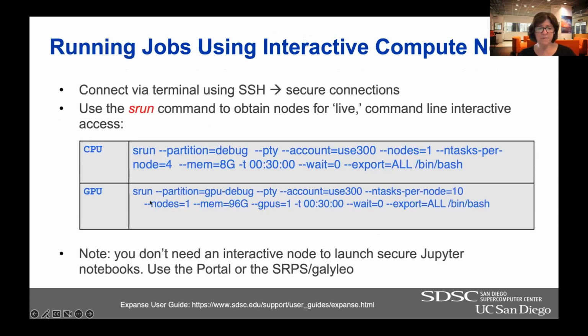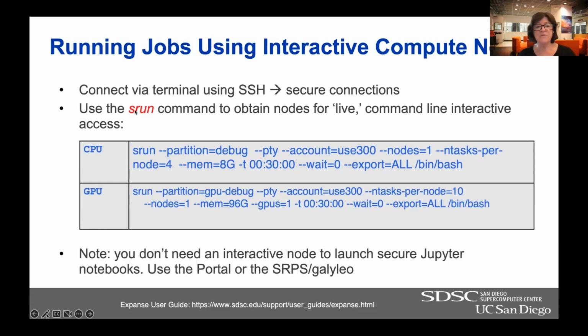And here are the two commands. I tested them last night. They both work. Similar versions of these two commands for getting a CPU or a GPU interactive node are in the user guide as well. And I've got the link down here. So you can go to the Expanse user guide. You should be able to cut and paste and make those work, assuming you have your module environment nice and clean.